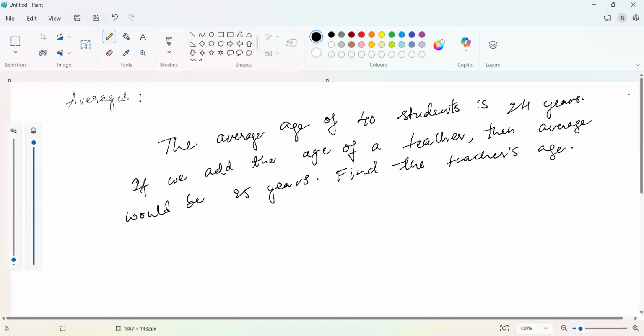Similar to your previous question, so try to calculate this without mistakes like the previous one. So totally 40 values are there and the average is 24. If you add one more value, that average will be increased to 25.